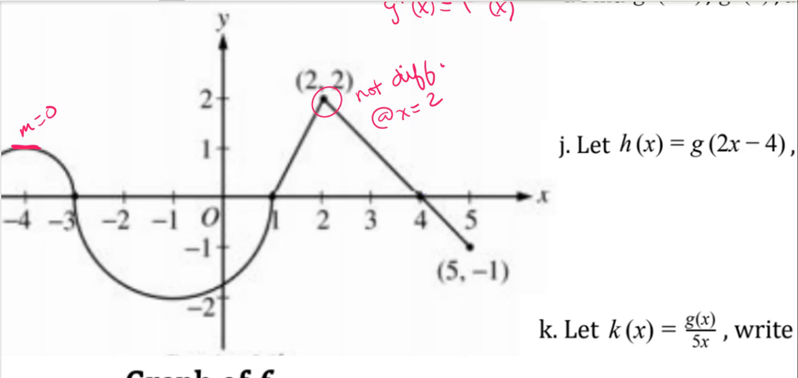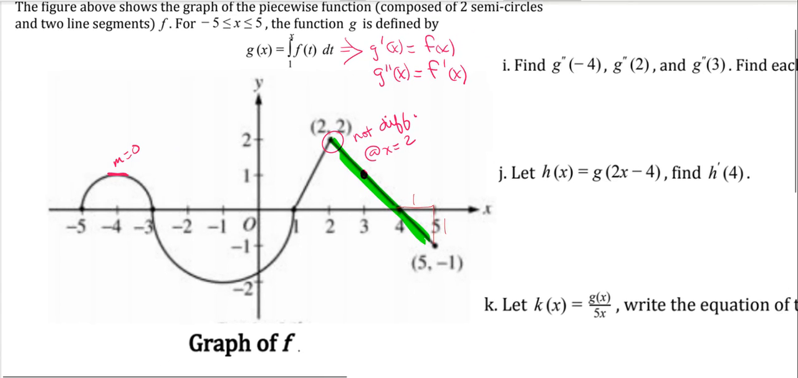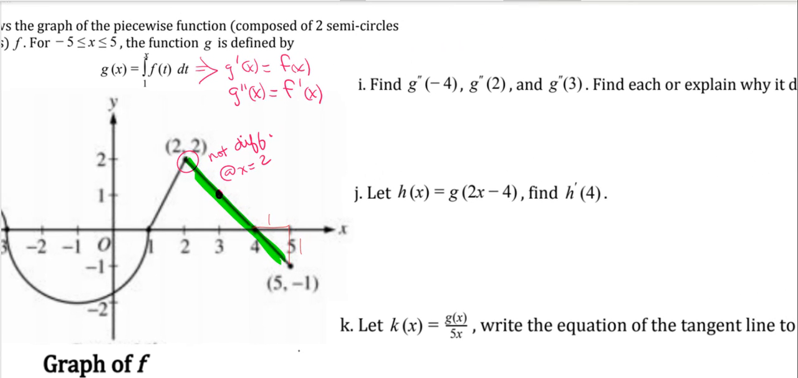The other spot we're taking a look at was at x equals 3, and 3 is right here. That's contained on that line segment, so I want the slope of this line segment. I can use any 2 points I want on there to calculate that slope. I'll just go rise over run. So that's up 1 over 1. But be careful, because that line is slanted in a negative downward direction. So g double prime of 3 is -1.